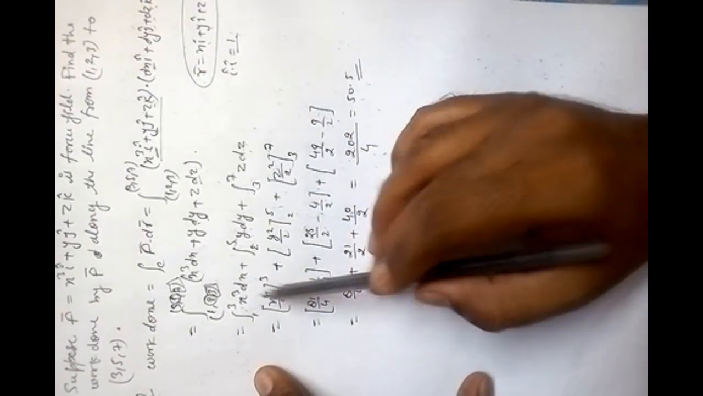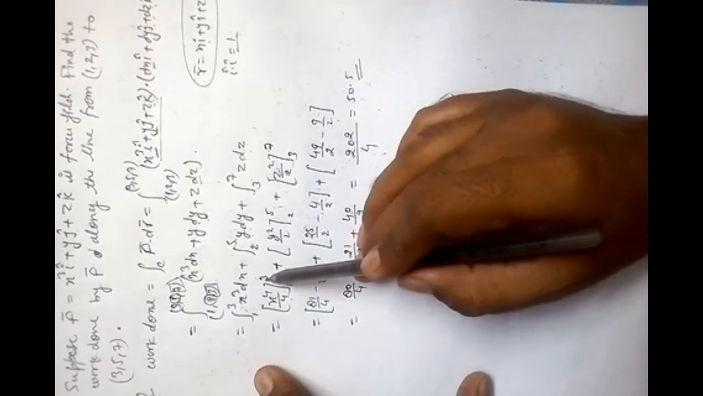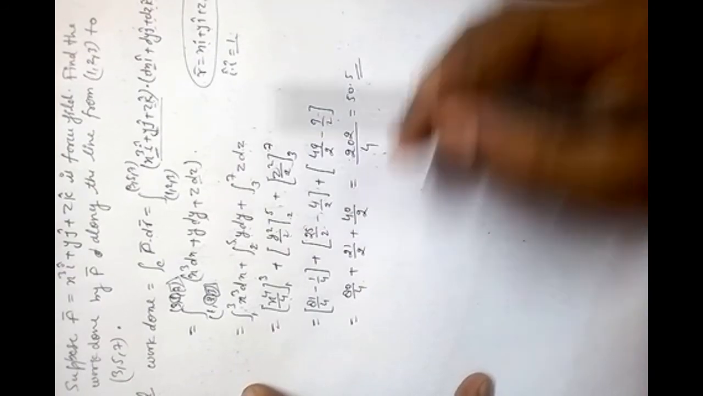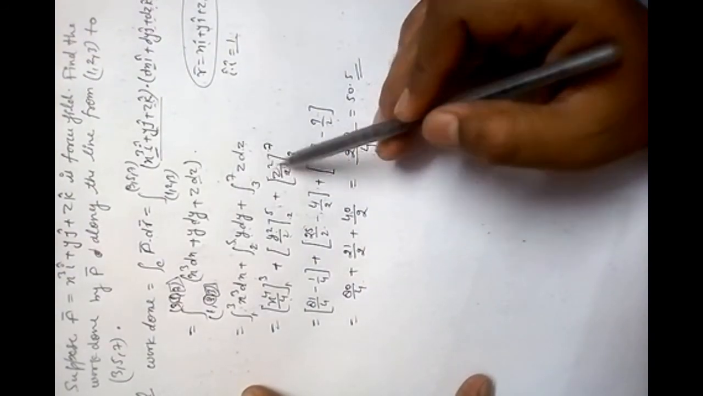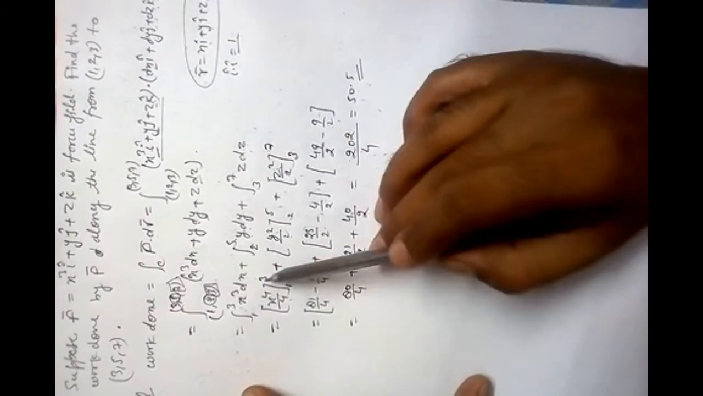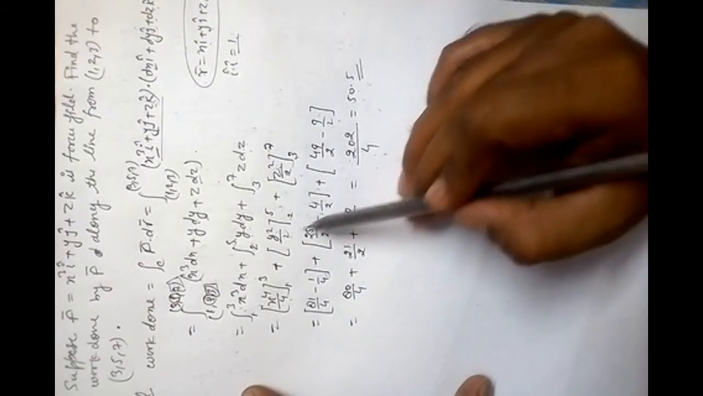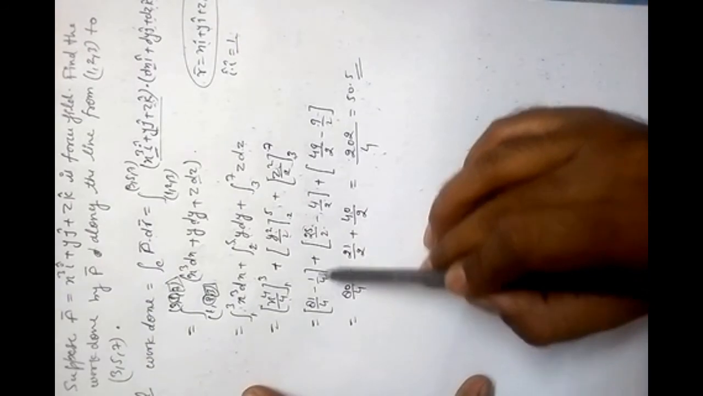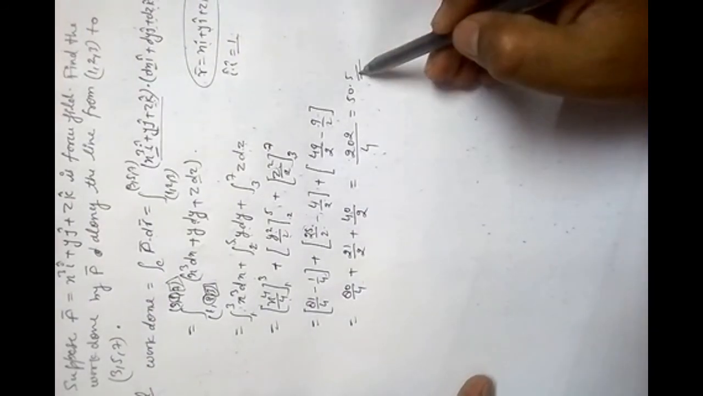So x to the power 4 upon 4, limit is 1 to 3, and y square by 2, limit is 2 to 5, z square by 2, limit is 3 to 7, and upper limit minus lower limit. Taking LCM and solving it, we get this term.